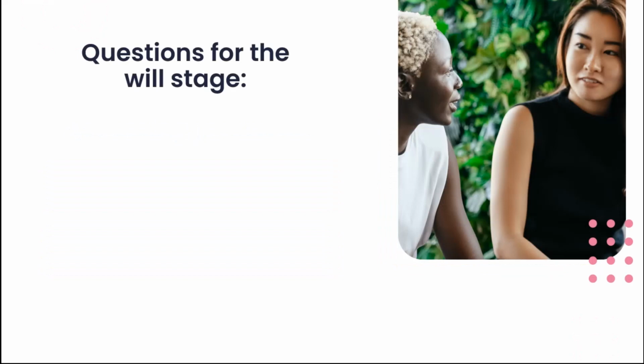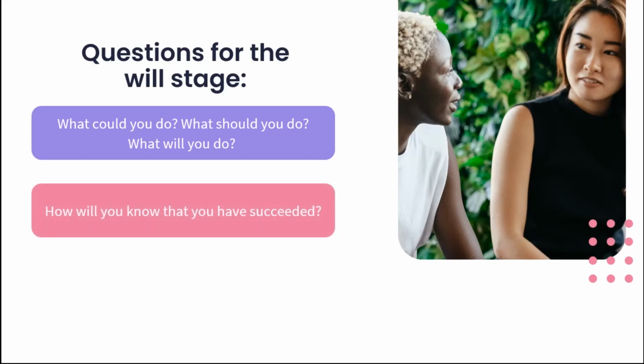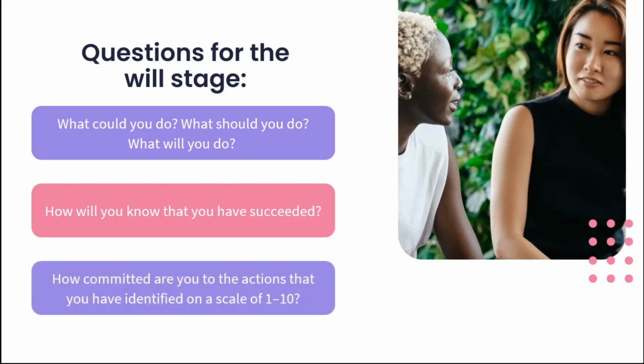Here are some questions for the will stage. What could you do? What should you do? Now, what will you do? Or, how will you know that you have succeeded? Or, how committed are you to the actions that you have identified on a scale of 1 to 10?